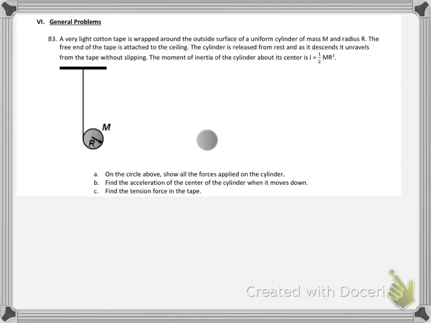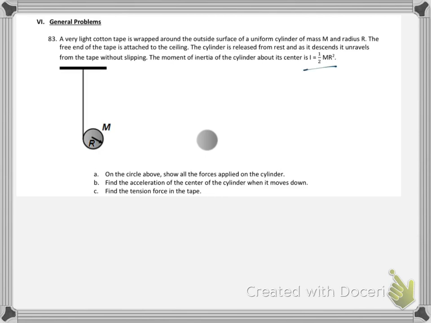General problems, number 83. A very light cotton tape is wrapped around the outside surface of a uniform cylinder of mass M and radius R. The free end of the tape is attached to the ceiling. The cylinder is released from rest, and as it descends, it unravels the tape without slipping. The moment of inertia of the cylinder about its center is that.